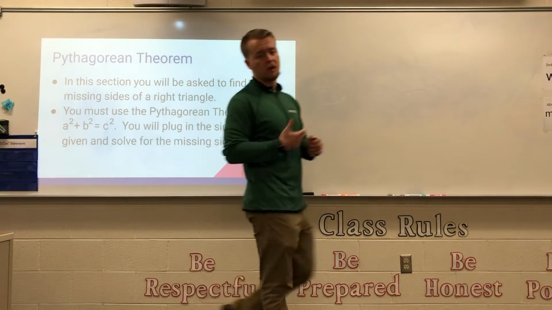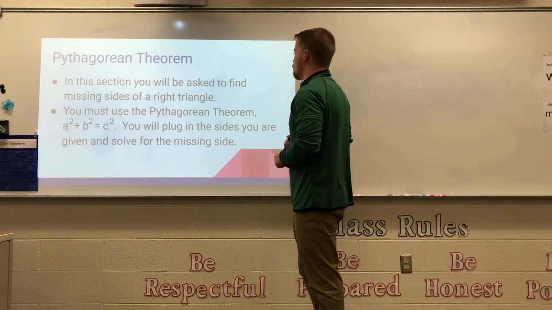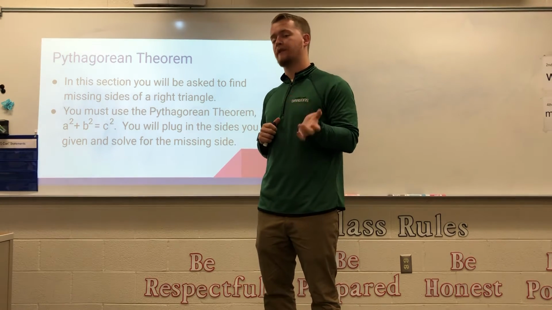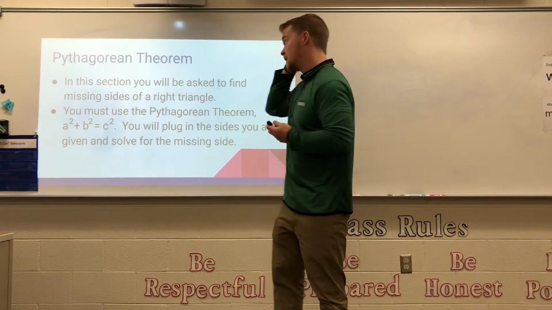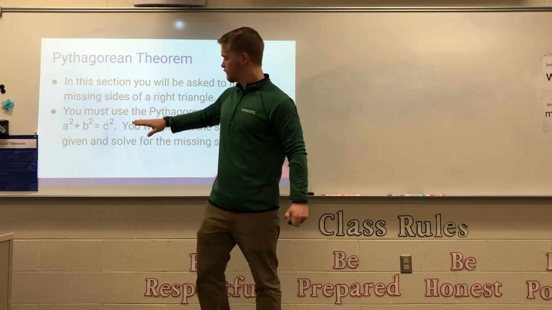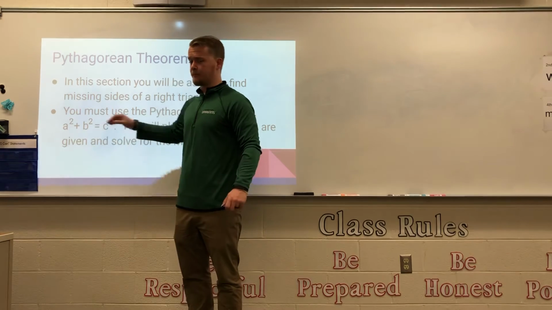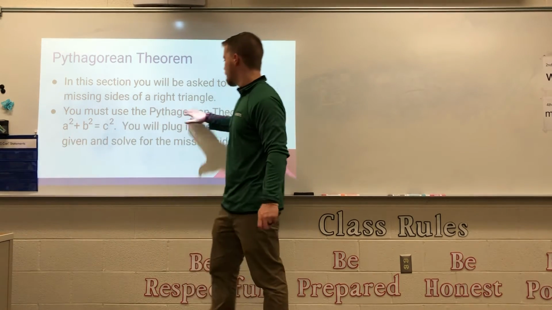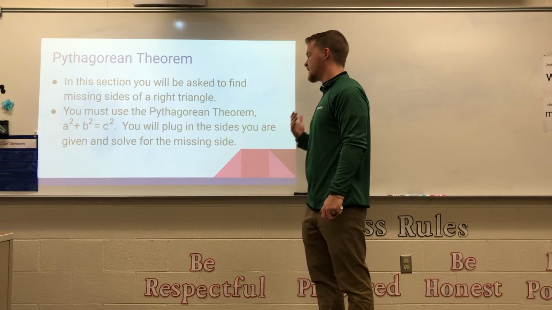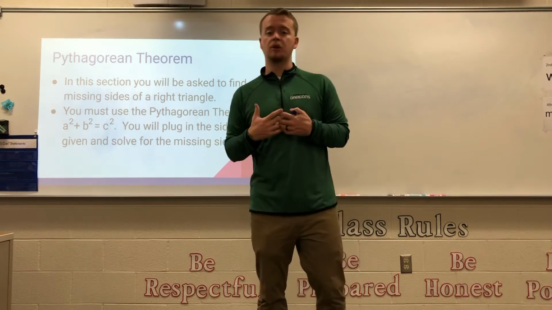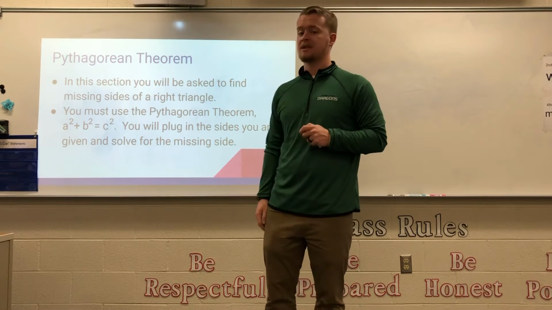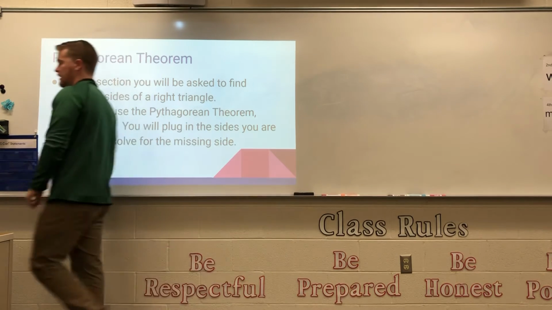So this is just an overview of what we're going to be doing in this section. In this section you'll be asked to find missing sides of a right triangle. Basically you're going to be given two of the sides, and they want you to find that third side of a right triangle. You're going to use the Pythagorean Theorem to do that, which is A squared plus B squared equals C squared. This right here you have to memorize, because that is the Pythagorean Theorem that you need to use. You will plug in the sides you are given and solve for the missing side. Just like we've been talking about all year, everything goes back to chapter 1. You're solving for a variable, trying to get a variable by itself, and that's what we're going to be doing in this section as well. Make sure you understand how that's done.